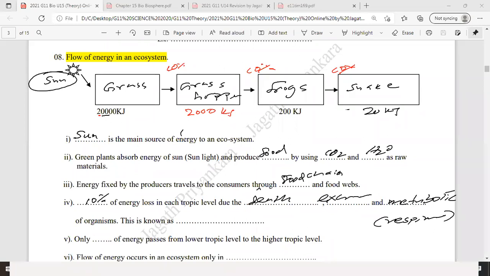Some grasses will die without being consumed by grasshoppers. Do you understand here? Even if we assume that all the grasses are eaten by grasshoppers, still the grasshoppers will not be able to get 2000 kilojoules. Why? A certain amount of this energy is used by the grasses for their growth, for their development. Not everything is provided to the grasshoppers. Therefore, some grasses might die without being consumed by the grasshoppers. That is used by decomposers. That is also energy cannot be destroyed or created. Grasses, that energy is passed to frog, then snake. Right.